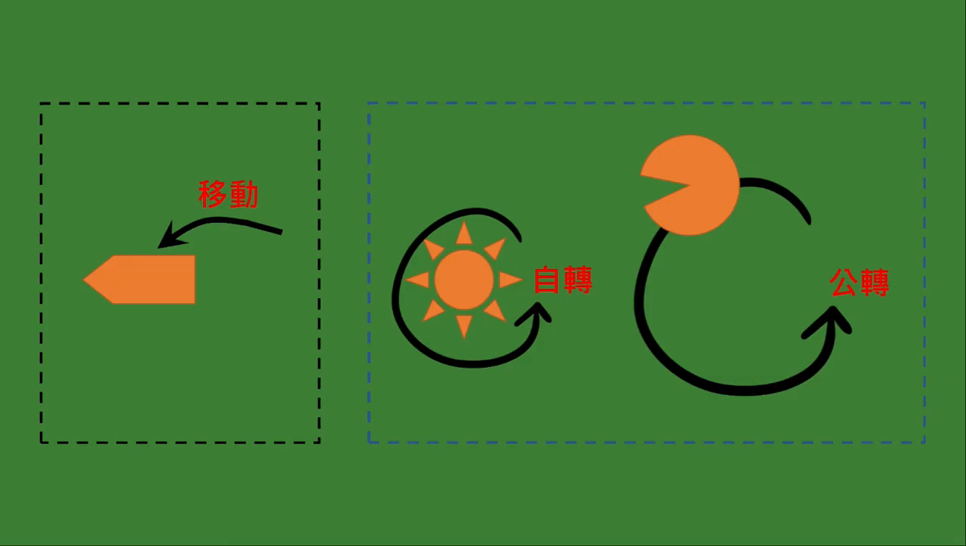Next, there are two more kinds of moving patterns. These two moving patterns do not mean actually moving in position. It means the enemy moves itself. Here we present it in two ways. The first way is rotate. The second way is orbit.